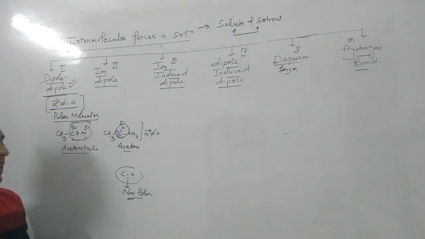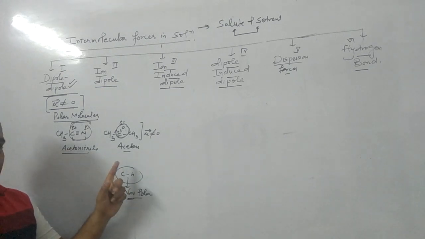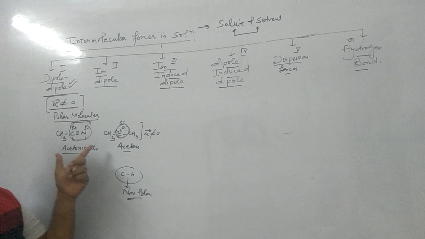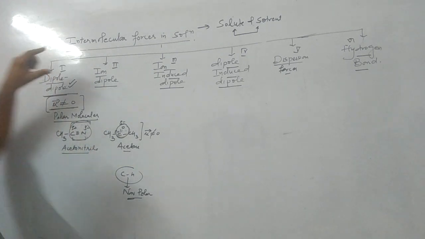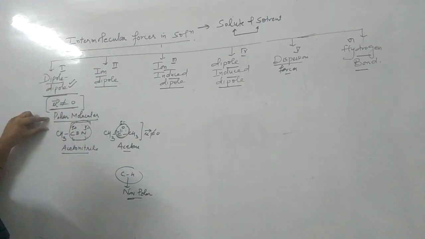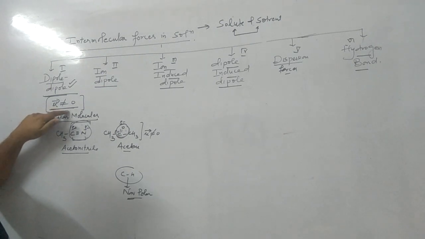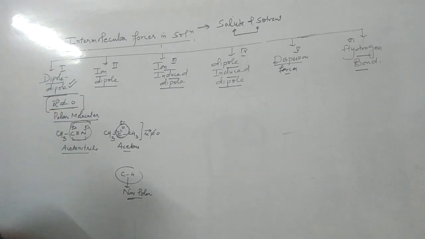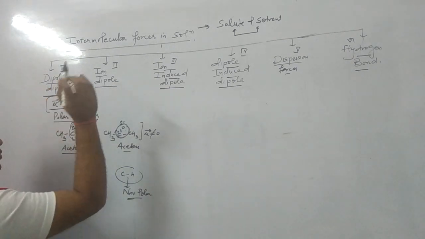So question, how it comes? Question simply says which type of intermolecular forces exist between acetonitrile and acetone. You will say dipole forces. कैसे पता चला? Dipole forces exist when the components are polar molecules. Polar molecule means both have the dipole moment not equal to 0. Understand? So now the second one is ion dipole forces.